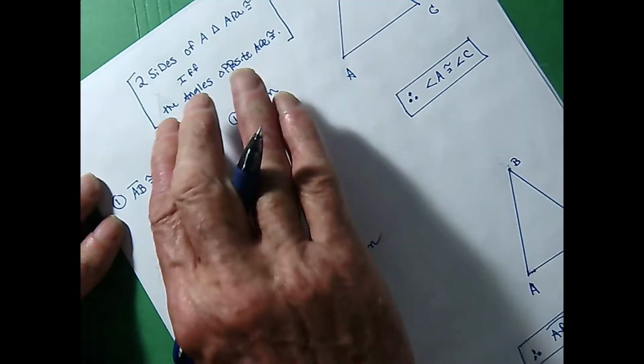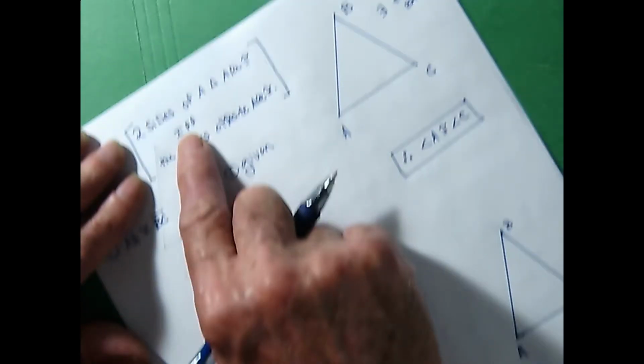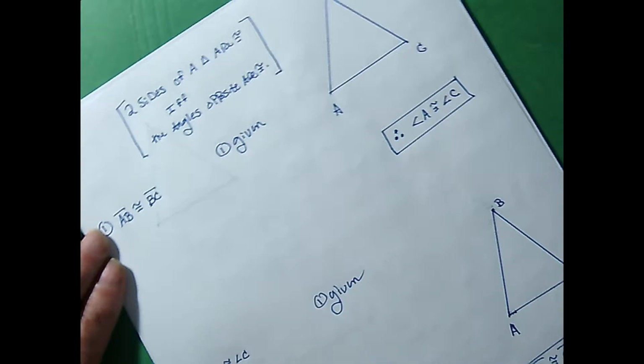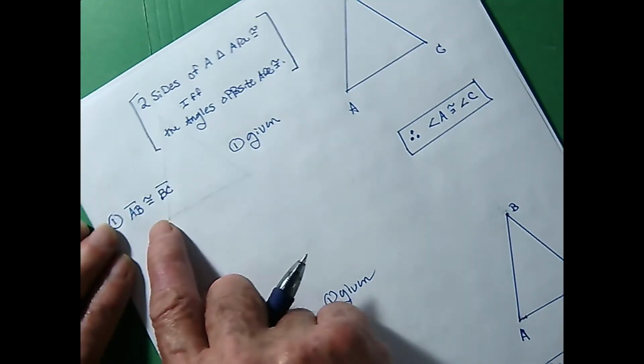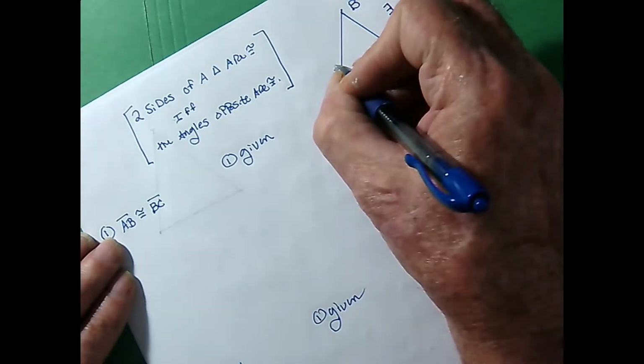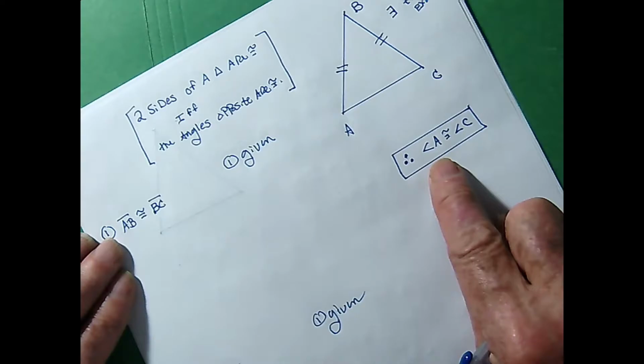We're going to prove this. Two sides of a triangle are congruent if and only if the angles opposite are congruent. You see, it's a biconditional, this isosceles triangle theorem. We've got to prove it coming and going. In the first place, given that two sides are congruent, let's say that AB is congruent to BC. Mark it that way ahead of time. We're going to prove that angle A is congruent to angle C.